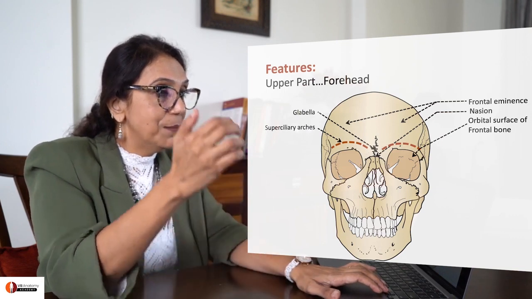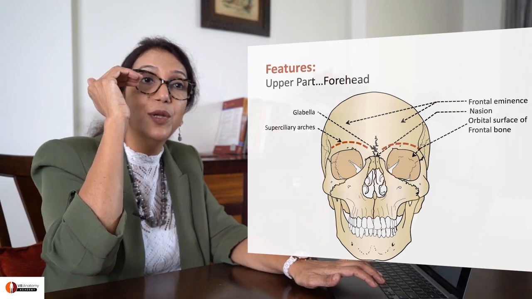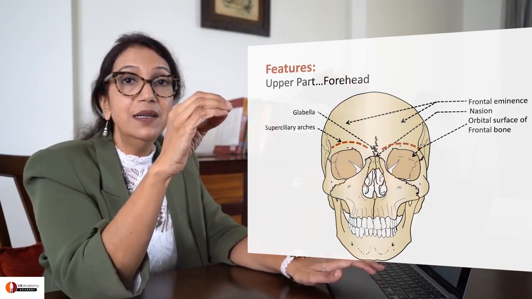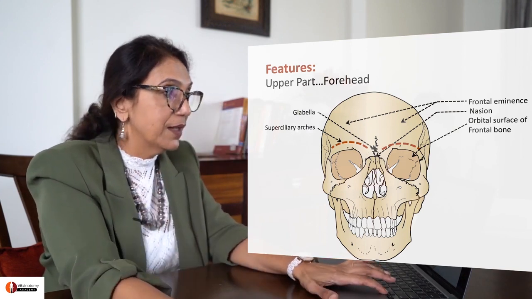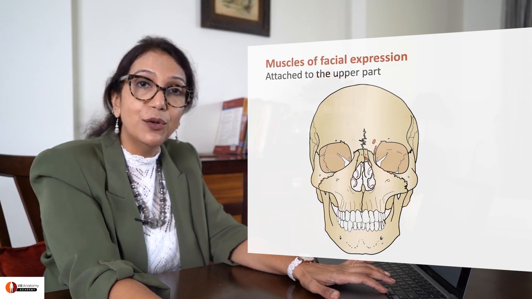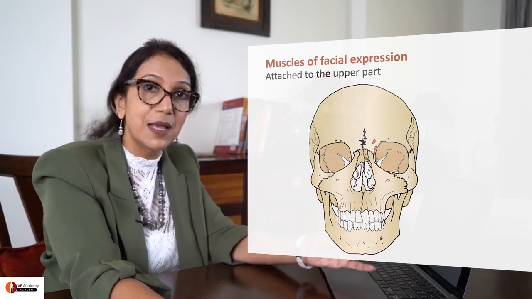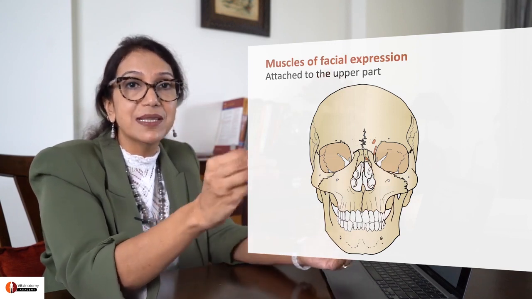Here you can see a bit of the frontal bone that has gone inside the orbit, helping to form the roof of the orbital cavity. This plate is called the orbital plate of frontal bone. Now let's come to another part of this. The upper part of your skull not only has these features, it also gives attachment to three muscles.